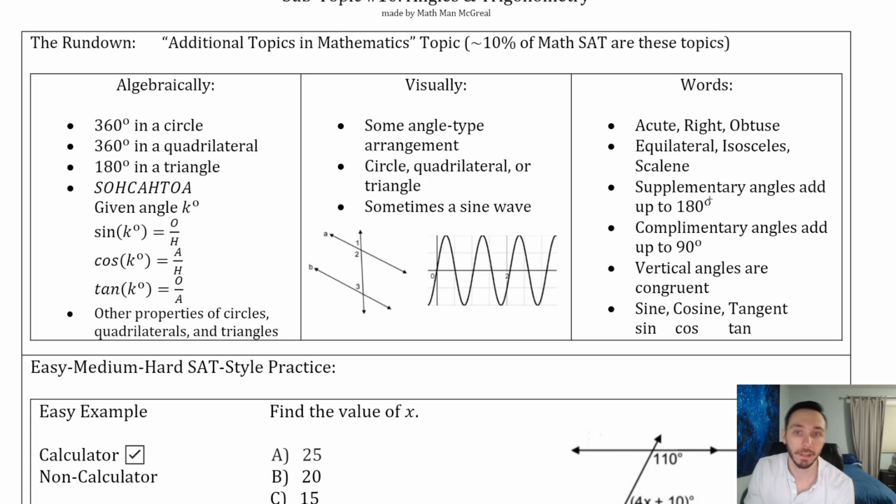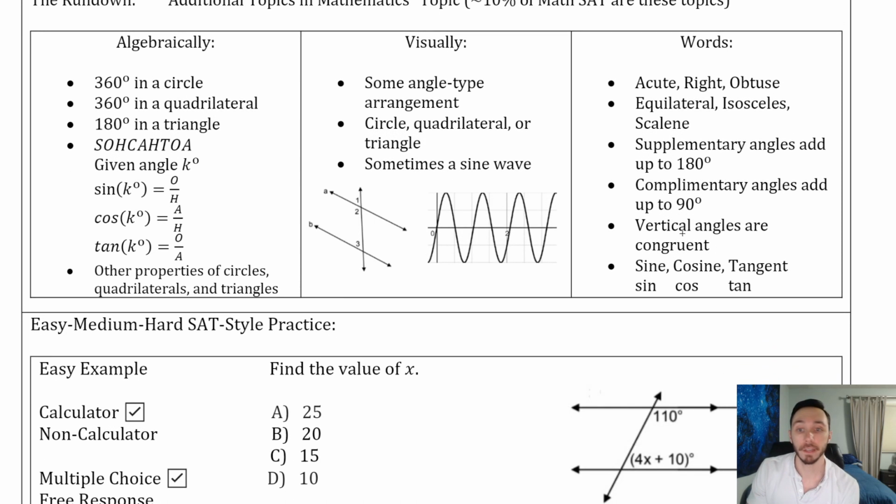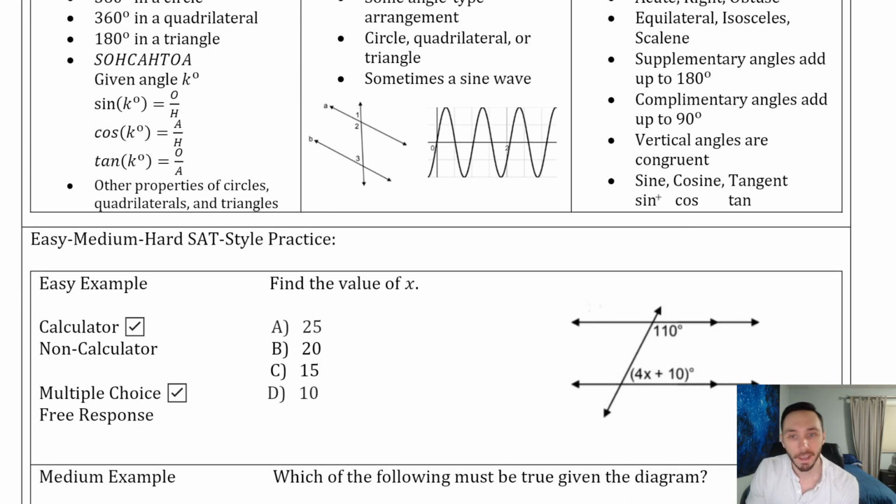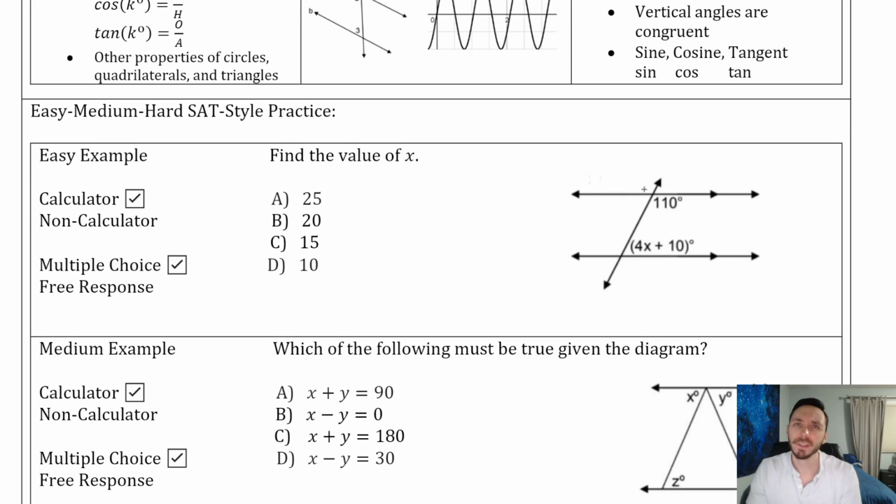A lot of words for angles, right? You might need to know acute, obtuse, equilateral, isosceles, and scalene, all for triangles. What else? Supplementary angles add up to 180, complementary 90. Vertical angles are congruent, same with alternate interior and corresponding, if you remember those words from your geometry days. And then, of course, being able to understand that sine, cosine, and tangent are different functions. If you can't tell, I'm getting a little tired, but these are the final 3.